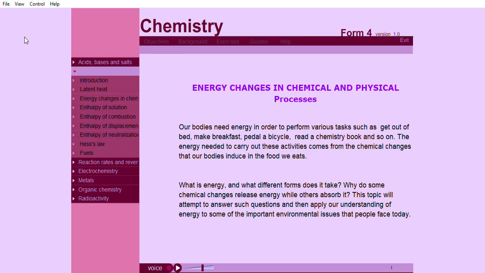Why do some chemical changes release energy while others absorb it? This topic will attempt to answer such questions and then apply our understanding of energy to some of the important environmental issues that people face today.